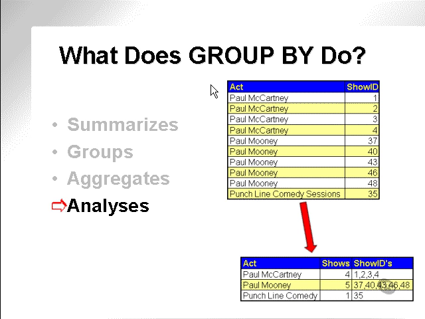That's a very simple introduction to group by. It summarizes, groups, aggregates, and can be used to analyze. We will get to analysis at a later stage. All you can see here from the diagram is that I've taken Paul McCartney, Act 1, 2, 3, 4, and simply added him up into 4 shows, and here I have listed which shows they are, show IDs 1, 2, 3, and 4.